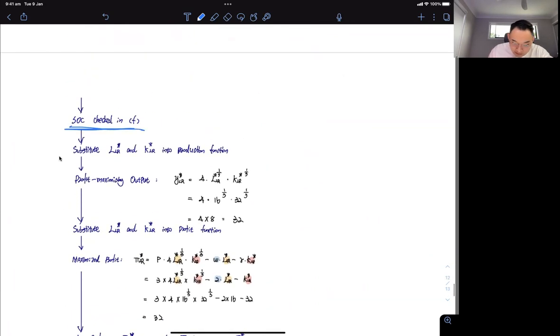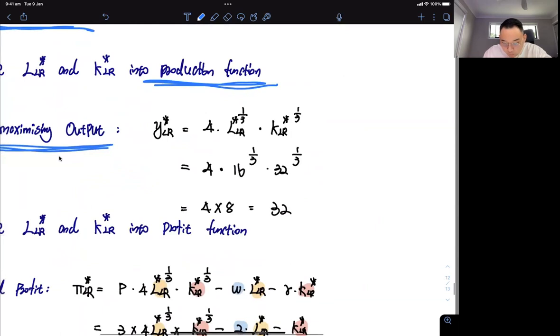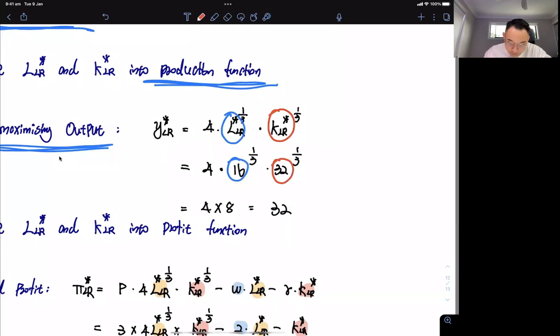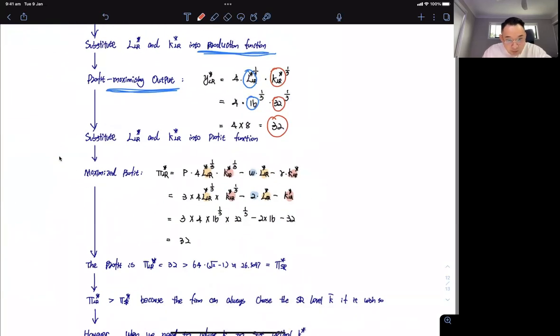Then I can plug them into the production function to get the profit maximization output, Y LR star, which equals 4 L LR star to the power of 1/3 times K LR star to the power of 1/3. We know L LR star is 16, and we also know K LR star is 32. So plugging in the values, 4 times 8 is 32, okay? So the profit maximization output is 32.